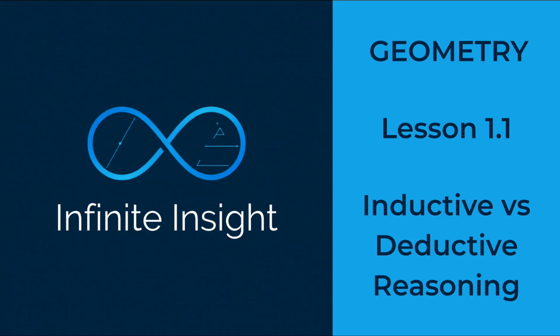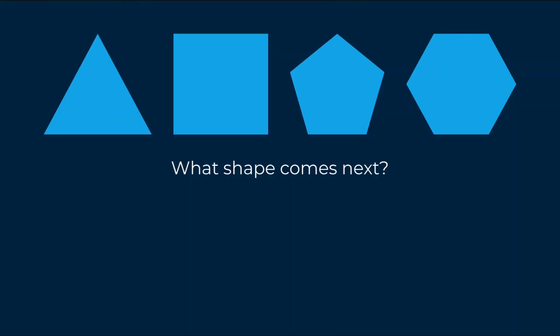Today we'll be looking at lesson 1.1, inductive versus deductive reasoning. Alright, let's begin. So, we're given a triangle, a square, a pentagon, and a hexagon. What shape do you think comes next?